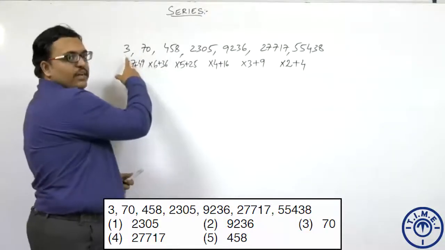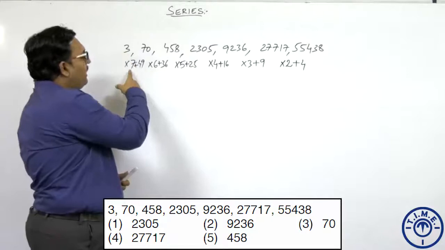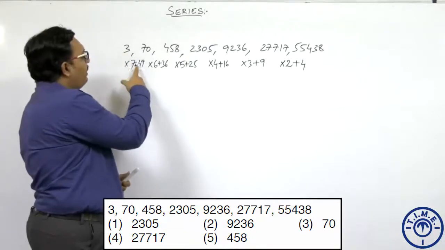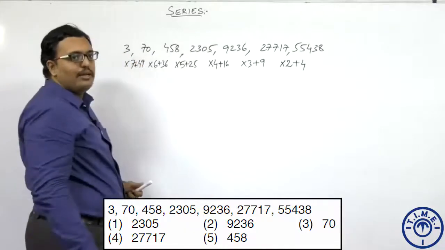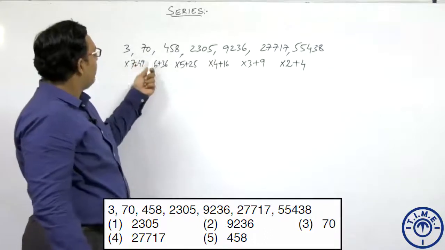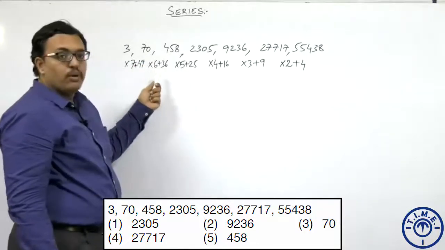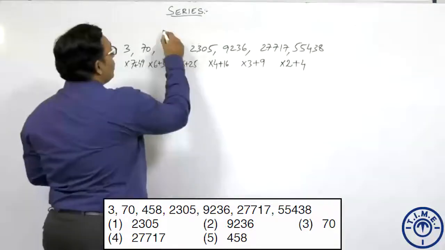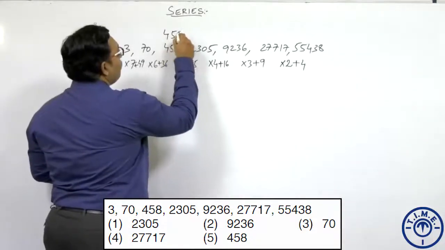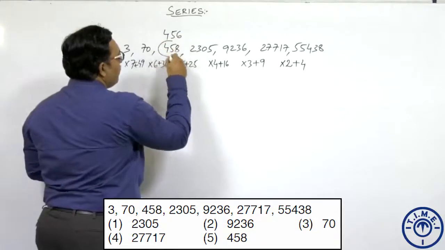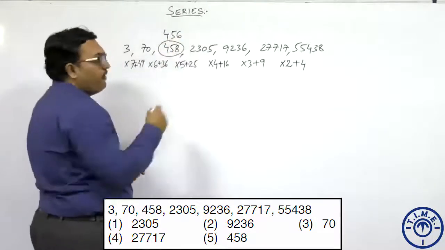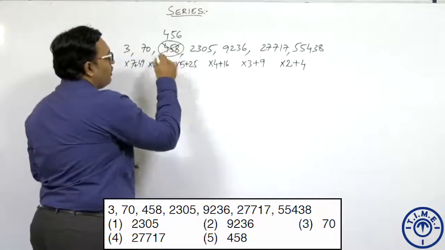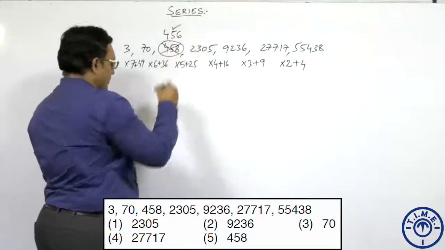So right now if I see here 3 into 7, 21, 21 plus 49, you are going to get 70. Then next, 70 into 6 is how much? 420. 420 plus 36 is how much? You are going to get 456. But what is the number given here? 458, which is the wrong number in the series. 456 is the right number.